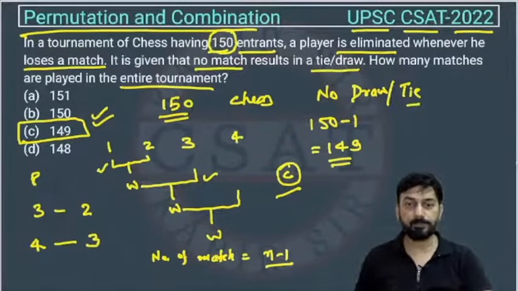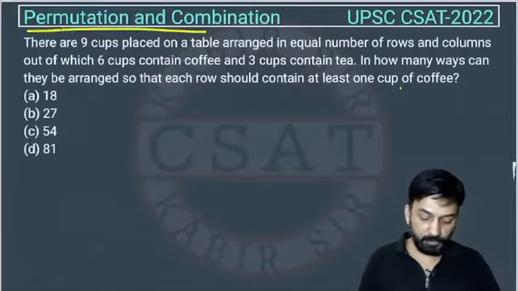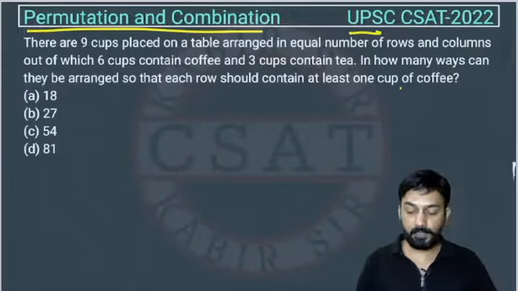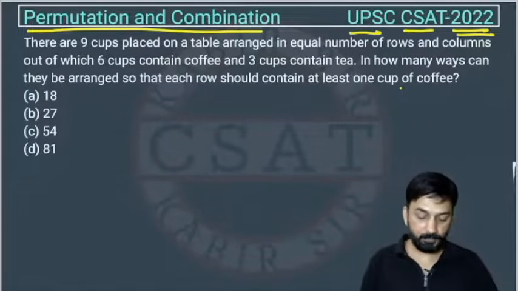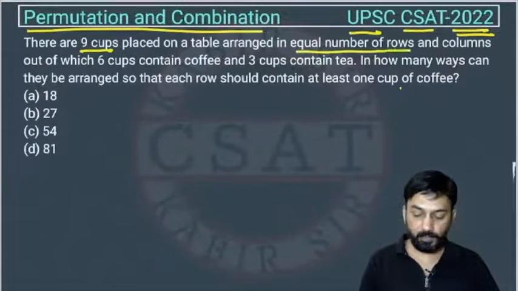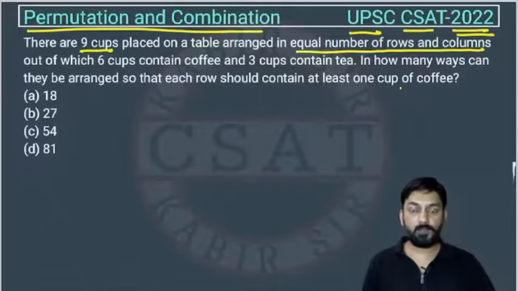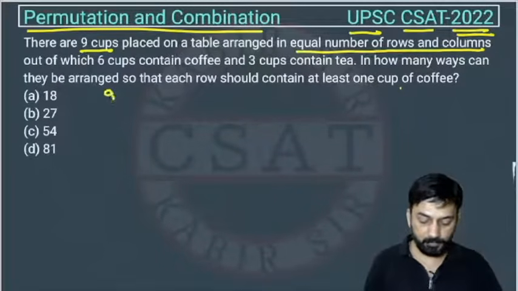Okay. So this is a question from the Permutation and Combination chapter asked by UPSC in their CSAT paper of 2022. So this is a very good question, right? This is a little bit tricky. So there are 9 cups placed on a table arranged in equal number of rows and columns. So how many do we have? We have 9 cups, right?